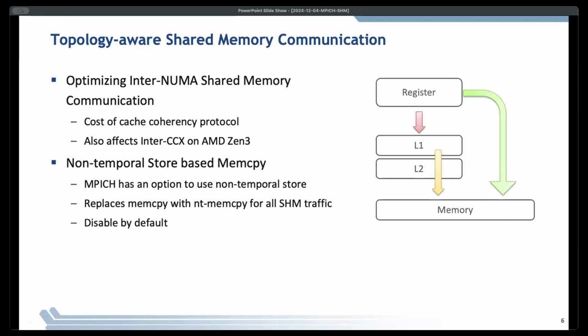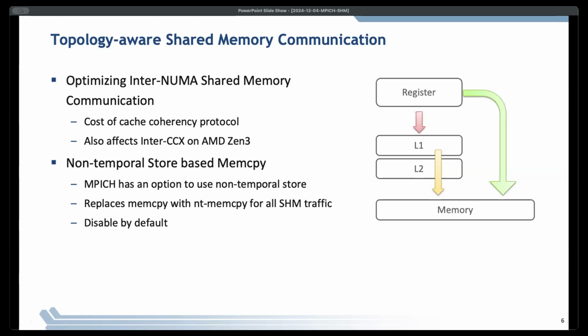So the first one is to address the architecture related challenges. What we came up with is a topology aware shared memory communication. As I mentioned, we are experiencing low throughput for shared memory traffic across NUMA nodes.